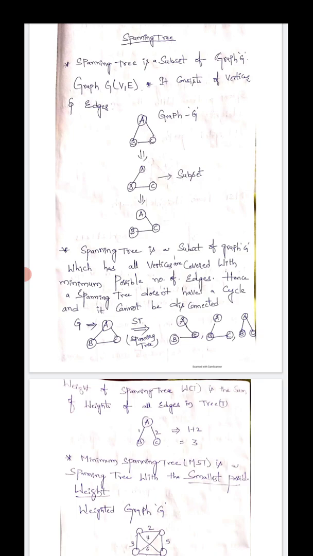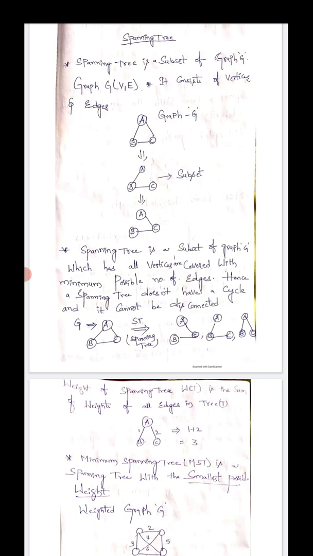Cycle means if you form all the edges in a graph, a loop will be formed, but a spanning tree does not have a cycle and it cannot be disconnected. Here is one more subset, A to C, C to B. Look at this diagram. Here the graph consists of A to B, B to C, C to A. Now we have to convert it into a spanning tree.